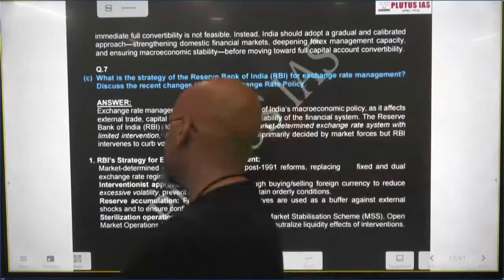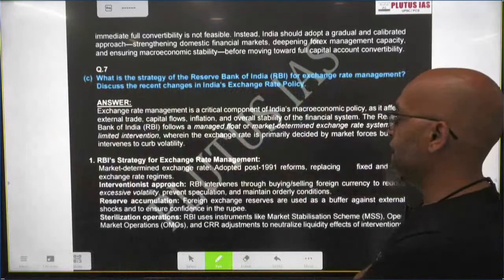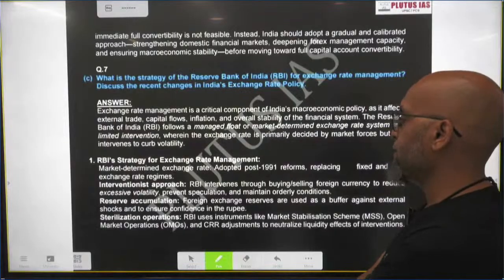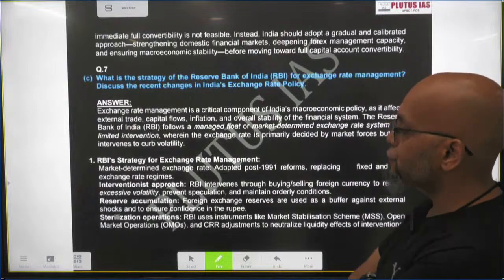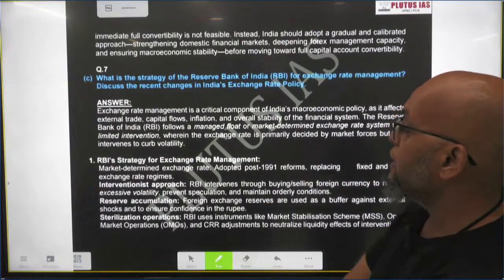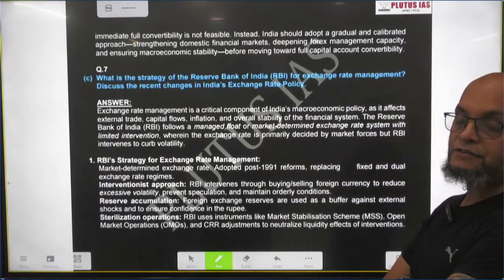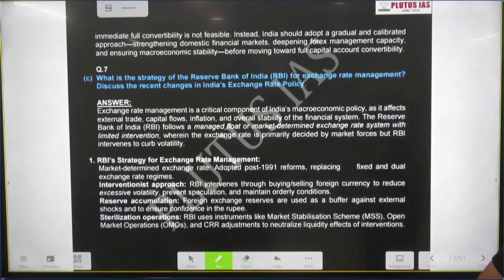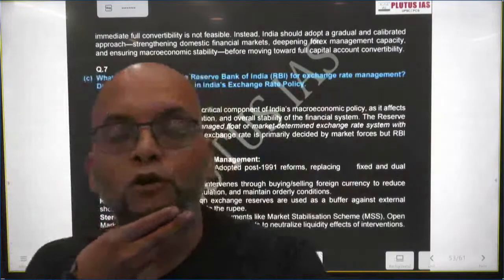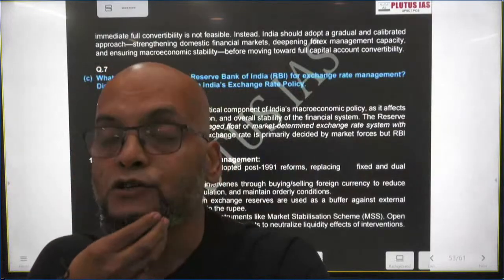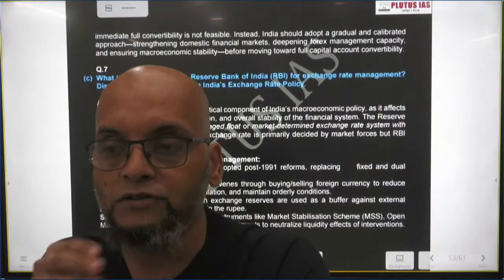Okay. So RBI strategy for exchange rate management: market determined exchange rate adopted post 1991 reforms, replacing fixed and dual exchange rate regimes. In the interventionist approach, RBI is only going to intervene, else the exchange rate will be determined by the market. When will RBI intervene? See, the job of RBI is not to make rupees strong or dollar weak. The job of RBI is to keep the exchange rate stable. It should neither increase nor decrease. It should remain constant so that trade can flourish.